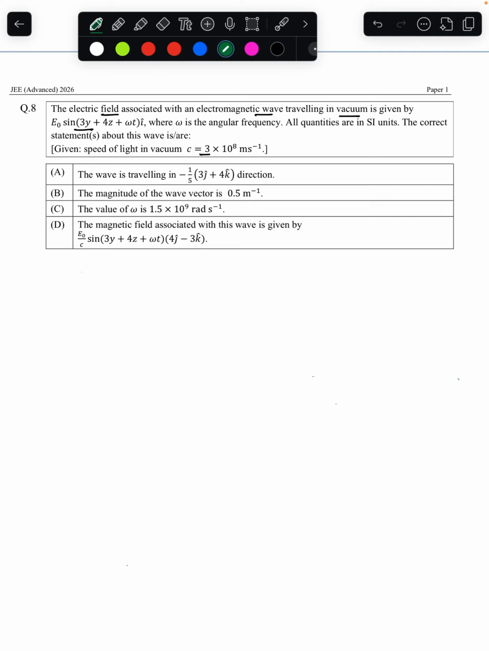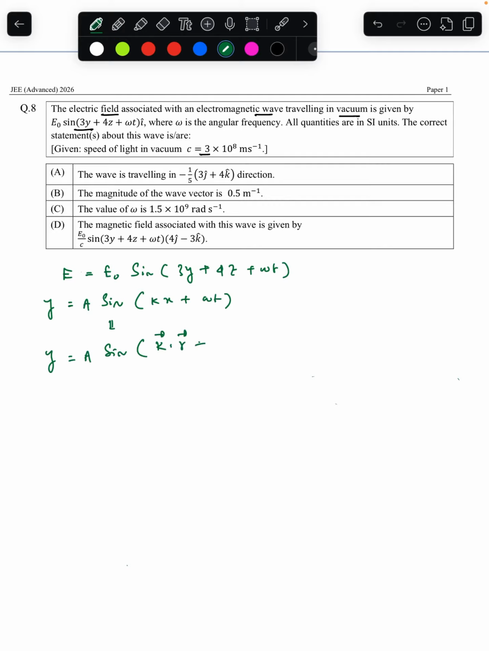First of all, look at this equation. E is equal to E naught sine of (3y plus 4z plus omega t). Now this is not like the equation that we used to see regularly. We are habituated to seeing sine of (kx plus or minus omega t). So here we have the 3D form of this. The actual equation must be written as sine of (k vector dot r vector plus omega t). K is the propagation vector.